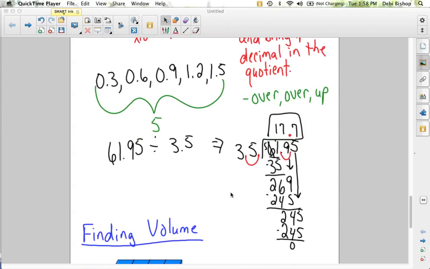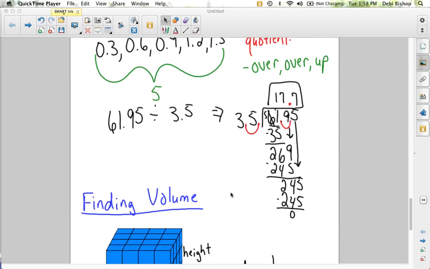So let's look at a harder one. So we have 61 and 95/100 divided by 3 and 5/10. So I set it up. I have to multiply by 10 or move my decimal to the right one on my divisor, then once over on my dividend, and then I go straight up on my decimal so I don't lose it. And then I divide like normal.